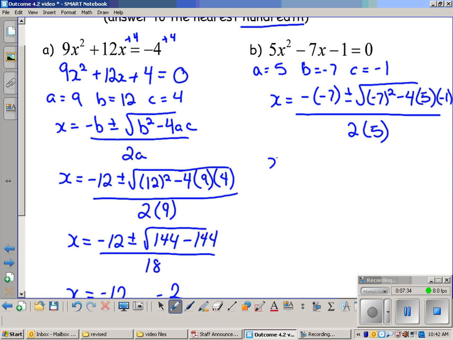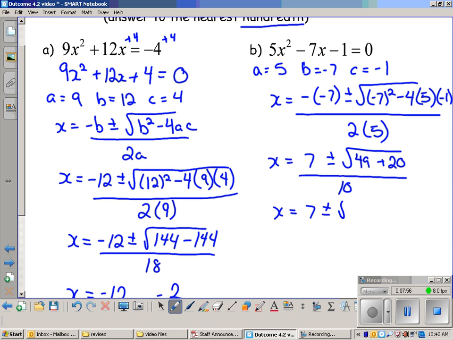We end up with x being equal to positive 7 plus or minus the square root of 7 squared, which is 49. 4 times 5 times negative 1 becomes plus 20, all over 2 times 5, or 10. We end up with x being equal to 7 plus or minus the square root of 69, all over 10.